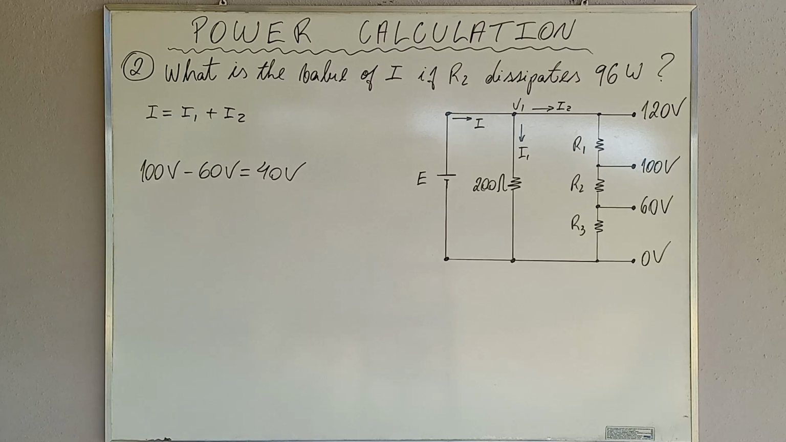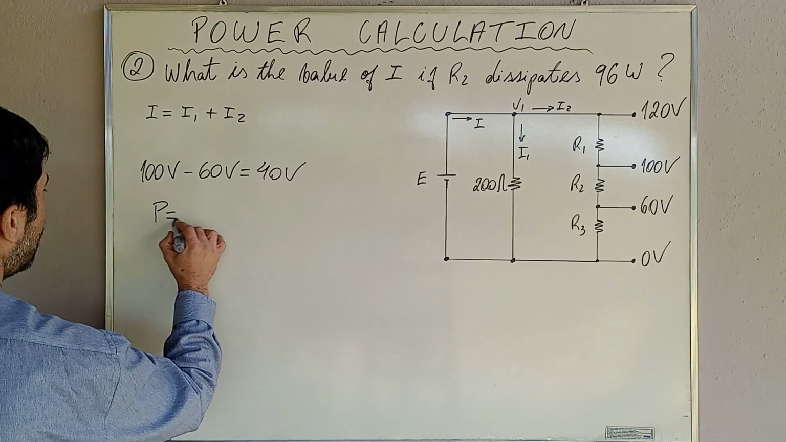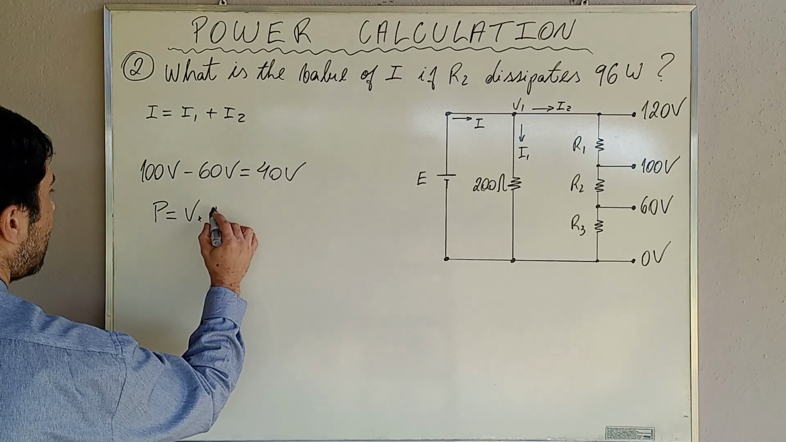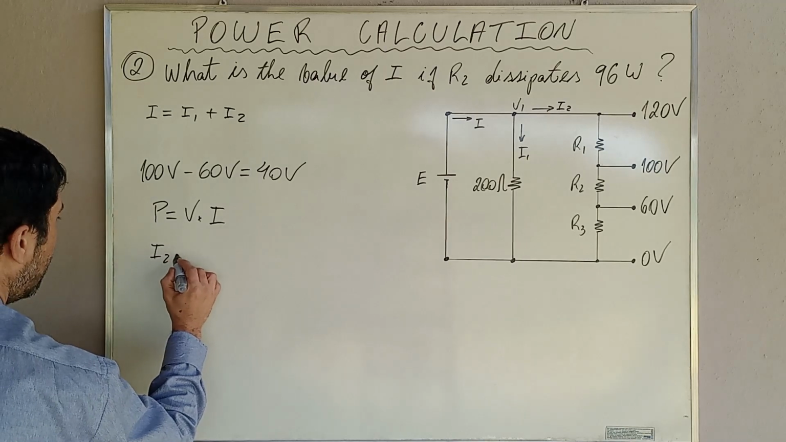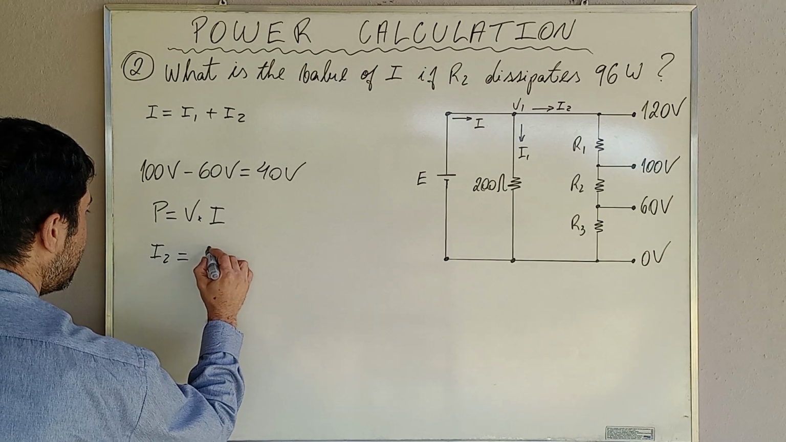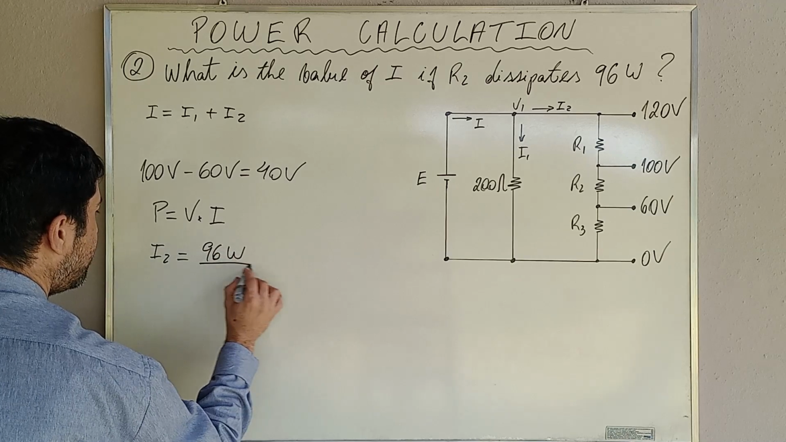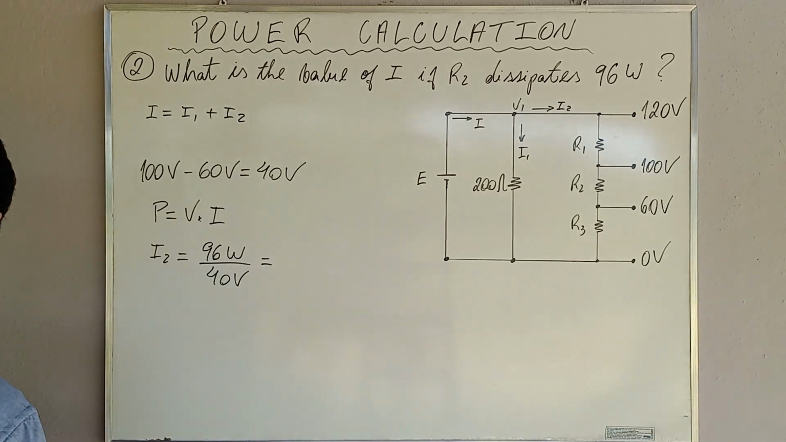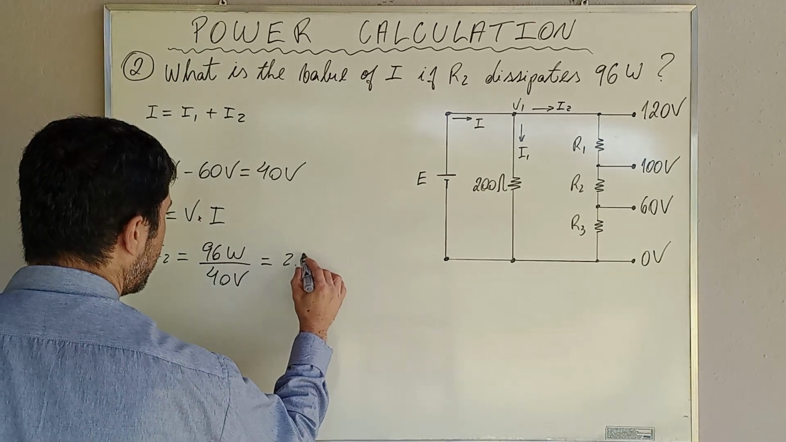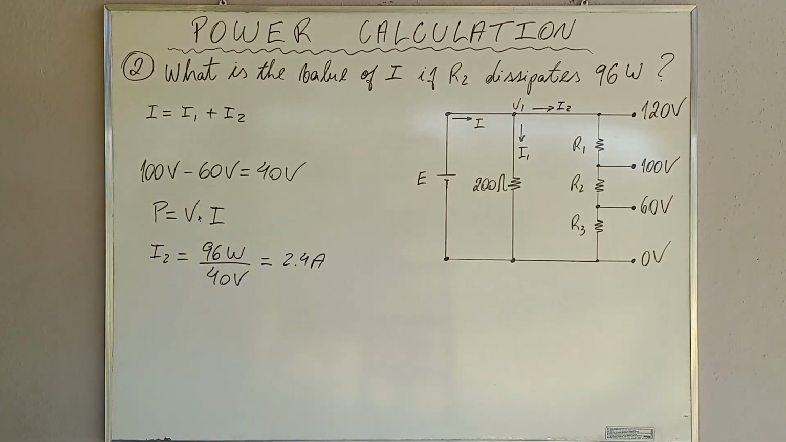I2 can be obtained from P equal to V times I applied to R2. Thus, I2 is equal to 96 watts divided by 40 volts, which is 2.4 amps.